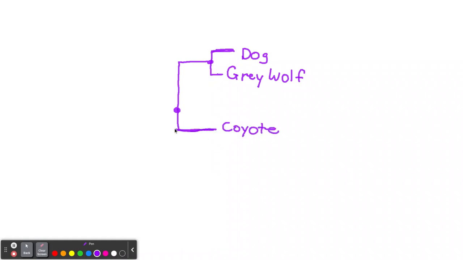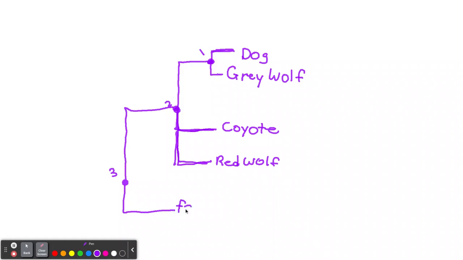So right here you can see that the dog and the gray wolf are more closely related than the coyote because they have a more recent common ancestor over there. The coyote shared an ancestor with the dog and the wolf 2 nodes ago, right? There's 1 node, 2 nodes. And if we continue over here, we can have the red wolf. So the red wolf is equally related to the dog and gray wolf as the coyote is. And then we can create another node here, node 3, and we'll get the fox.